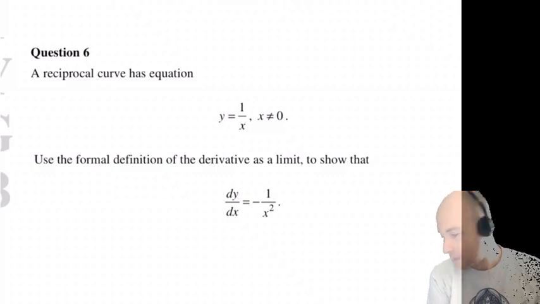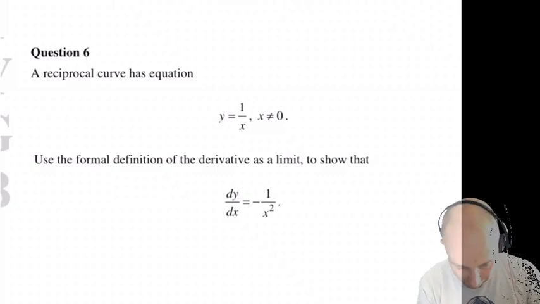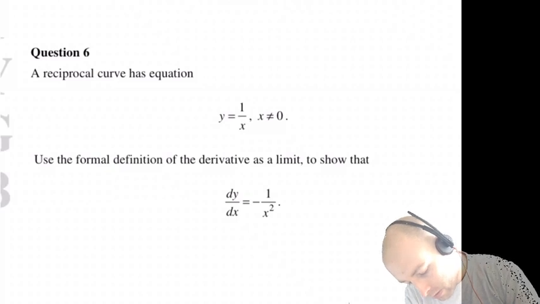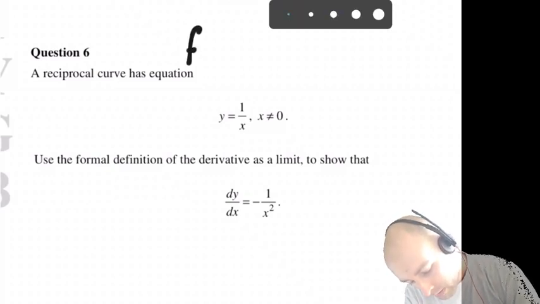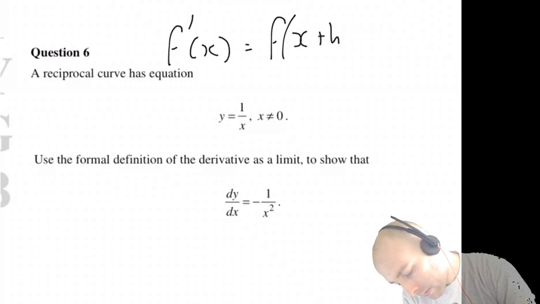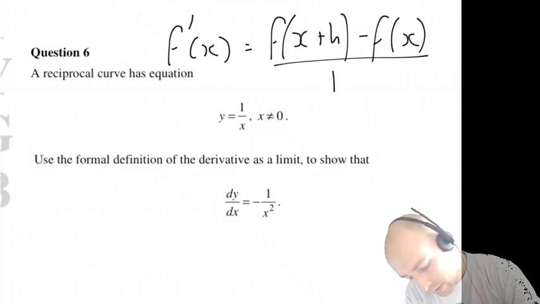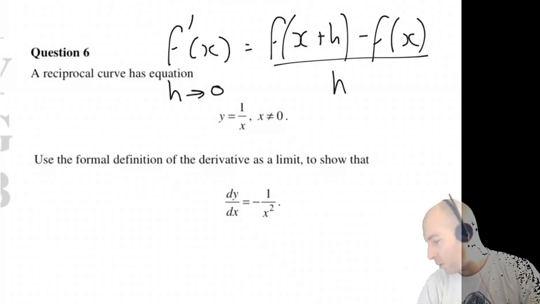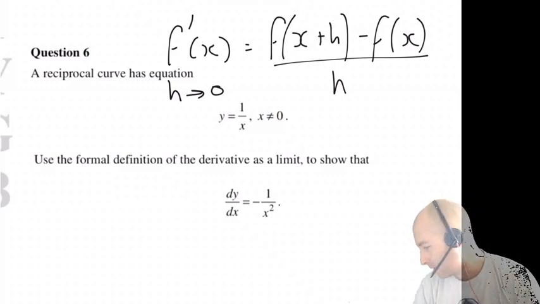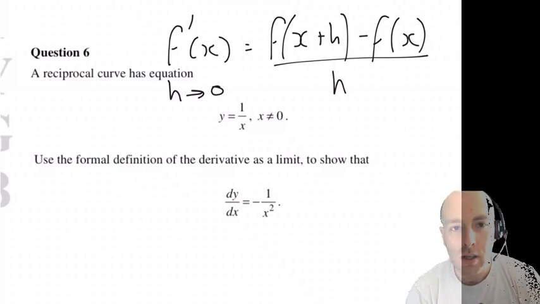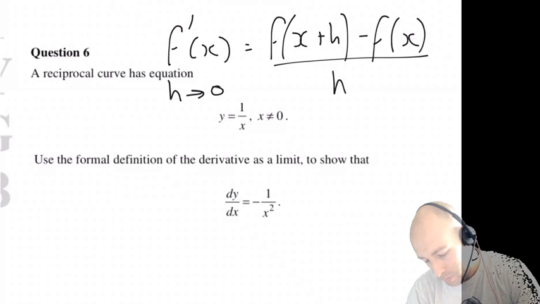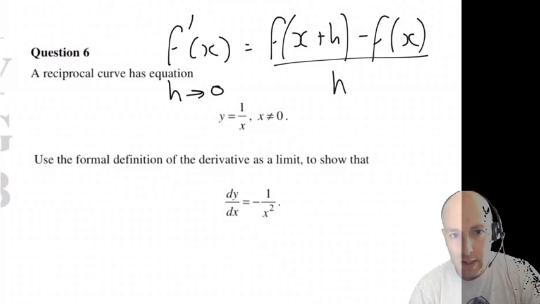Couldn't see any comments again, so please give me some feedback, guys. But right, let's do it. So, the reciprocal curve is this equation, using the formal definition. So we get f dash. That's your equation. Sorry, guys. Yeah, please give me some comments. Well, I guess it's hard to know what to type for this one. So there's your equation for the first derivative. First principles derivative. And we need to use that to prove this derivative.